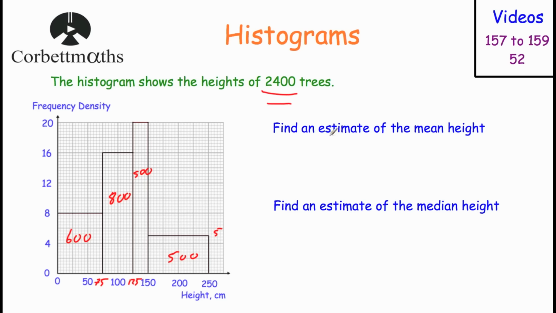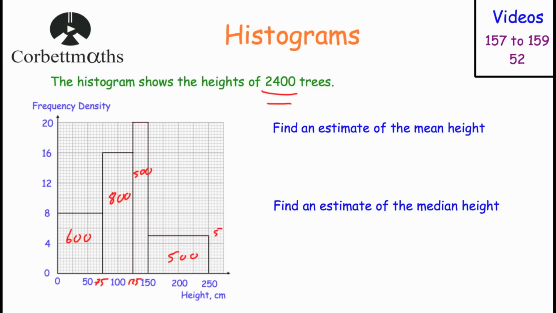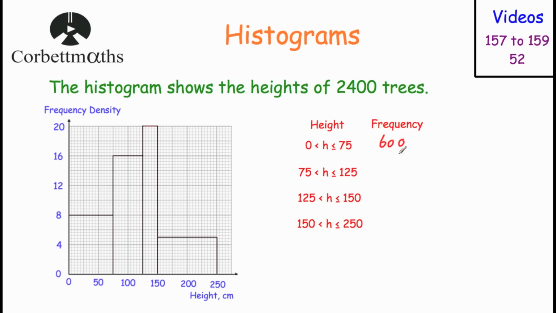So the question asks us to work out an estimate of the mean height and an estimate of the median height. Let's start off with the mean height. Now I'm actually just going to draw a frequency table like so, and our frequencies were 600, 800, 500, and 500. And we've got our heights as 0 to 75, 75 to 125, 125 to 150, and 150 up to 250. Now we want to find an estimate of the mean. So remember, that's where we add on our fx column, and we do the midpoint times the frequency, midpoint times the frequency, and so on.